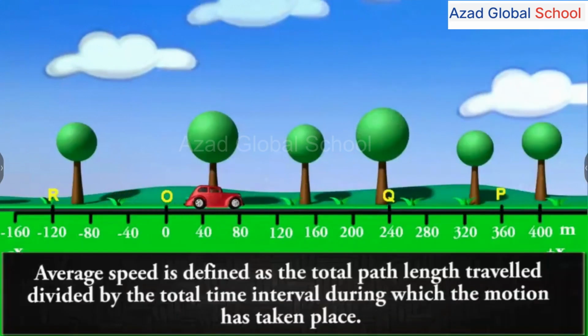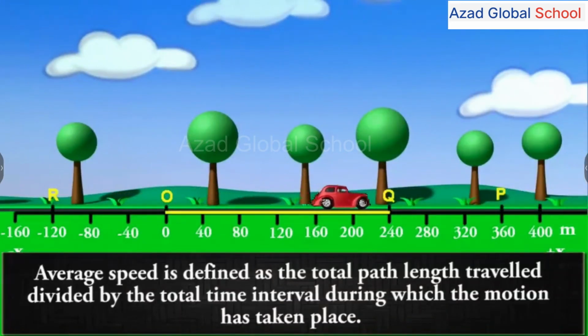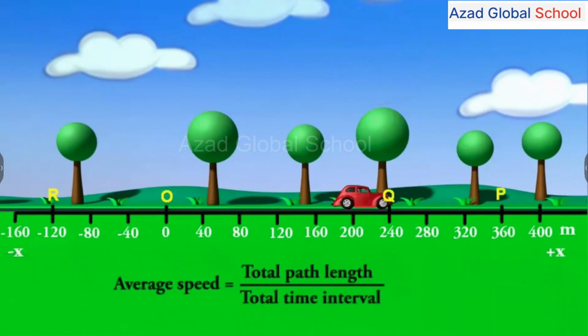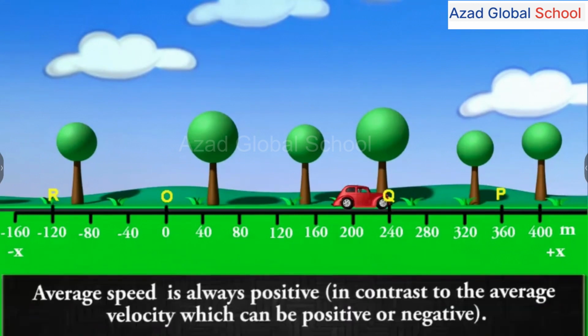Average speed is defined as the total path length travelled divided by the total time interval during which the motion has taken place. Average speed is equal to total path length upon total time interval. But it does not tell us in what direction an object is moving. Thus, it is always positive in contrast to the average velocity, which can be positive or negative.